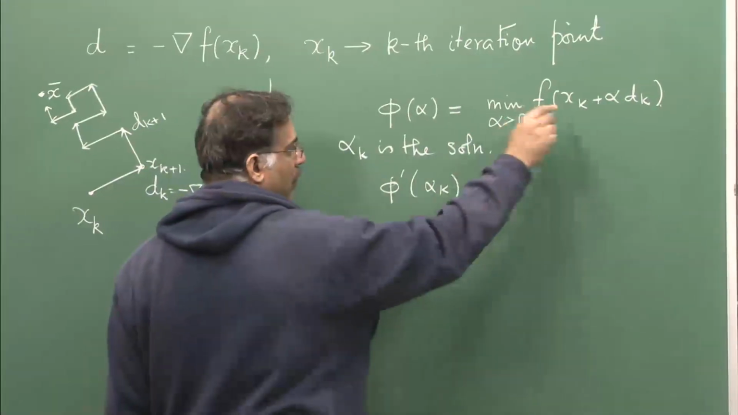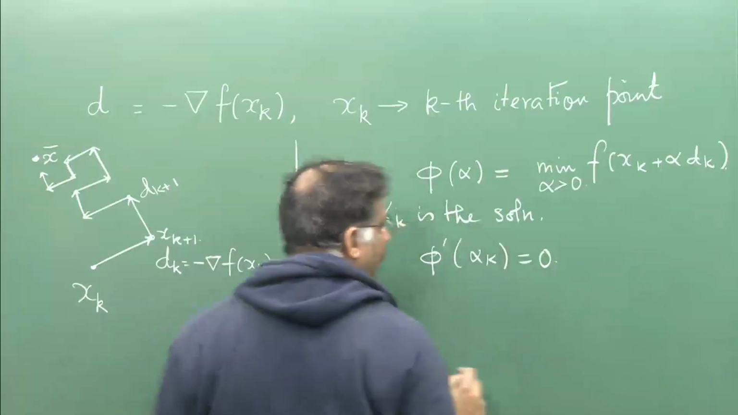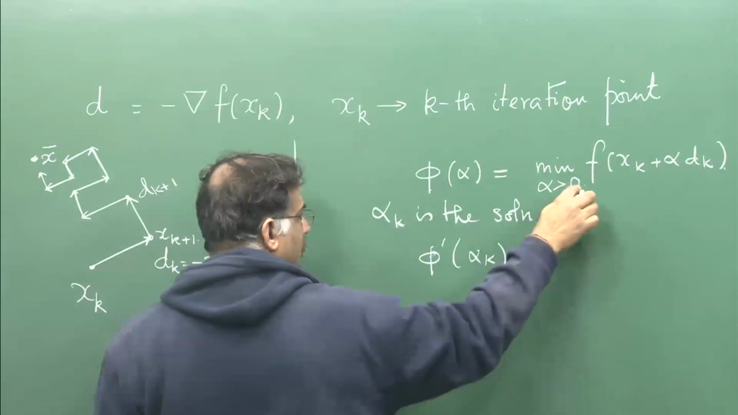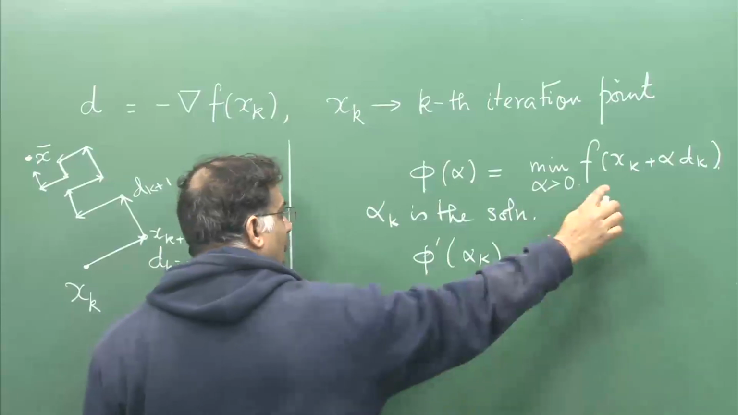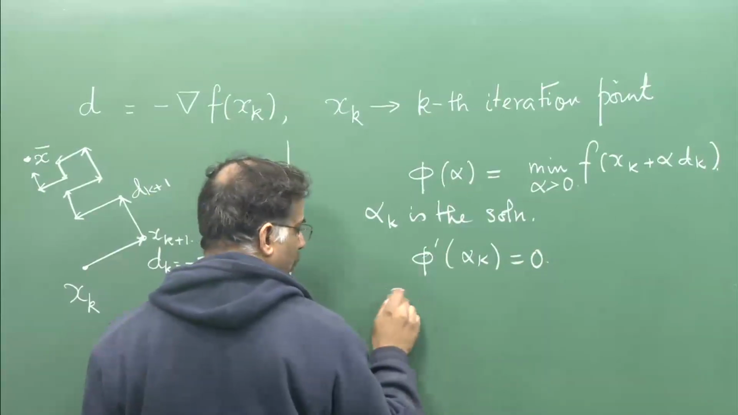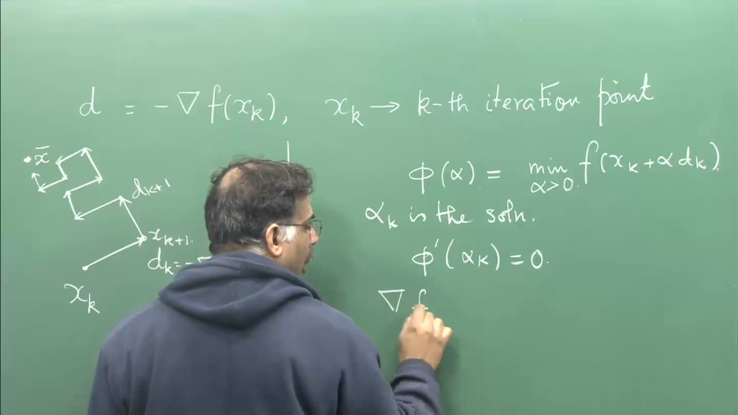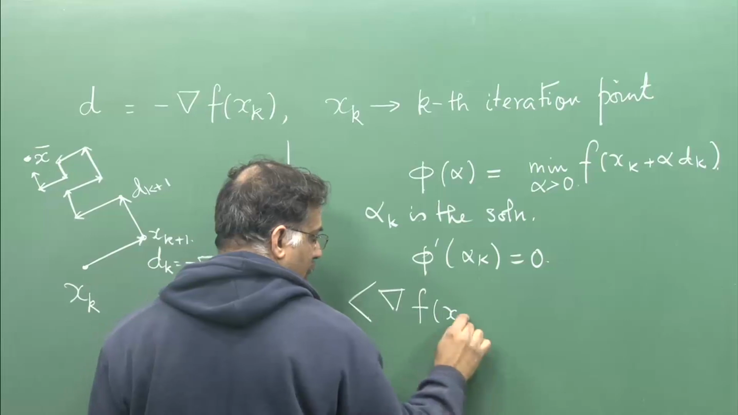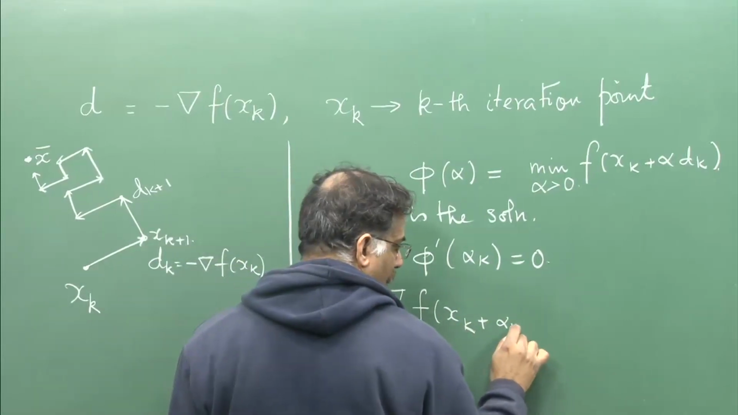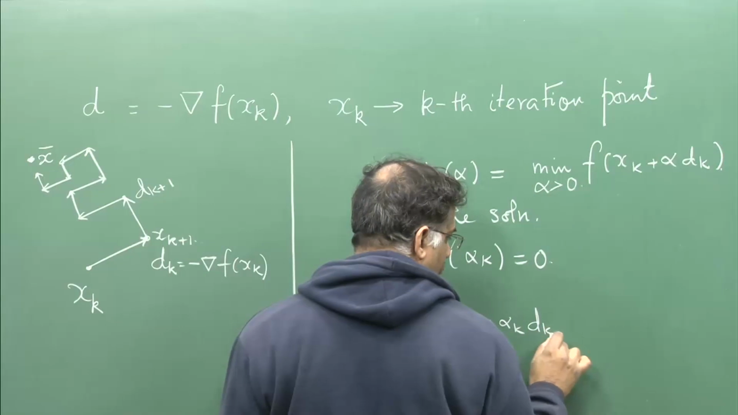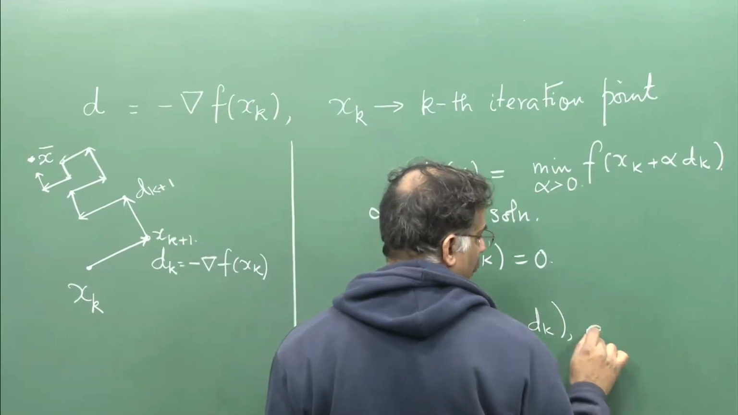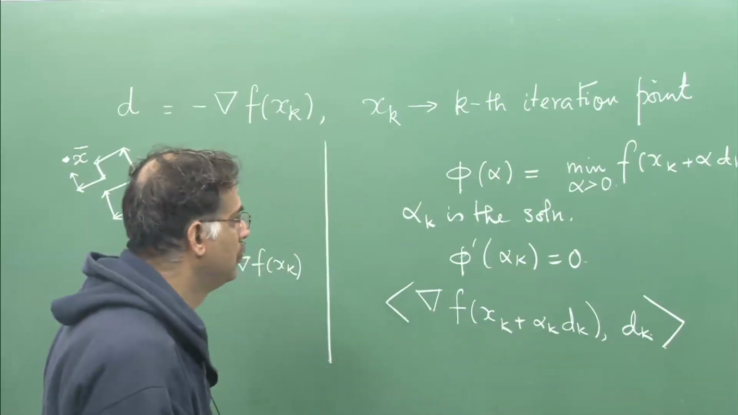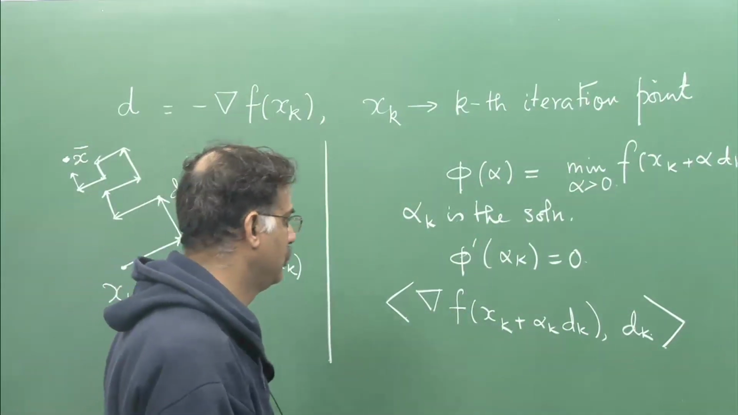Now, what would I get? From here I would get the following. So, now there is an alpha k strictly bigger than 0 which solves this. So, this happens, this is a necessary condition, and this would give me what? It will give me grad of f of, so my f dash, this is nothing but x k plus alpha k d k into this.